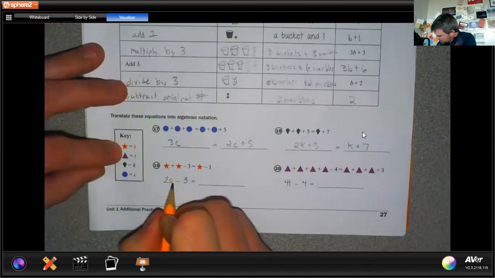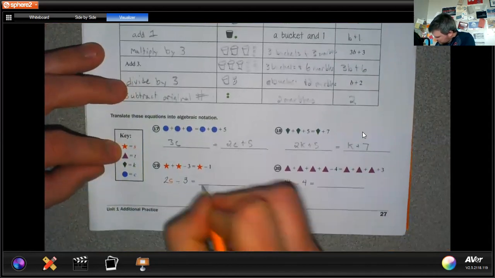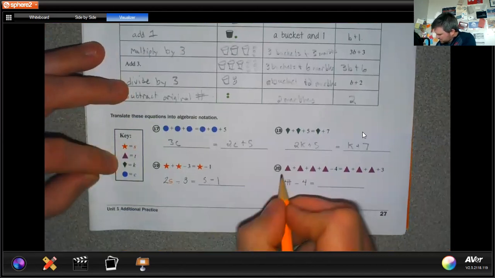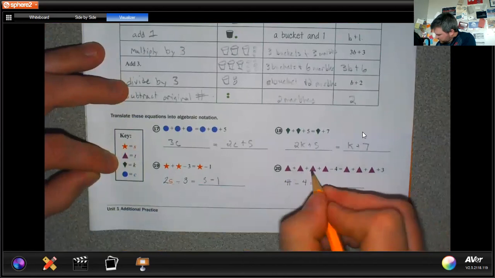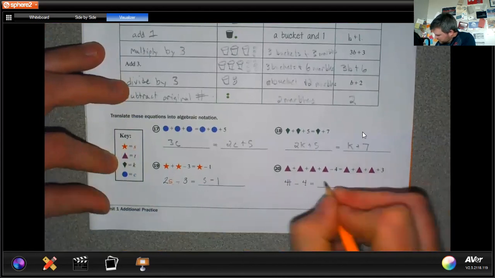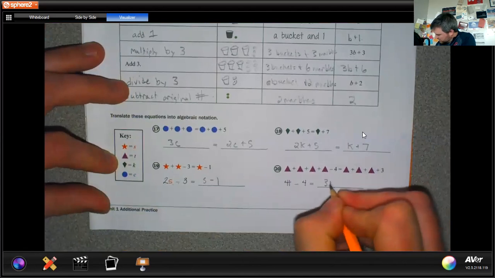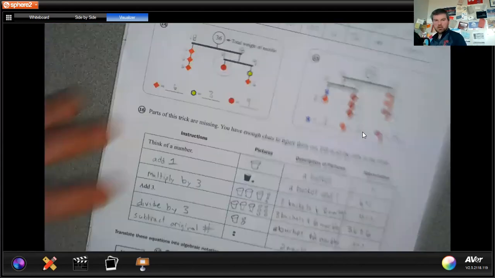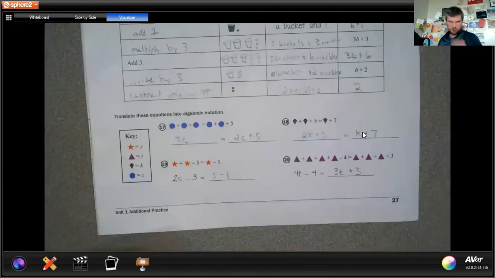2S for star minus 3 equals a star minus 1. And T for triangle. So 1, 2, 3, 4 triangles minus 4 equals 1, 2, 3 triangles. So 3T plus 3. Okay, and that should end this review here.